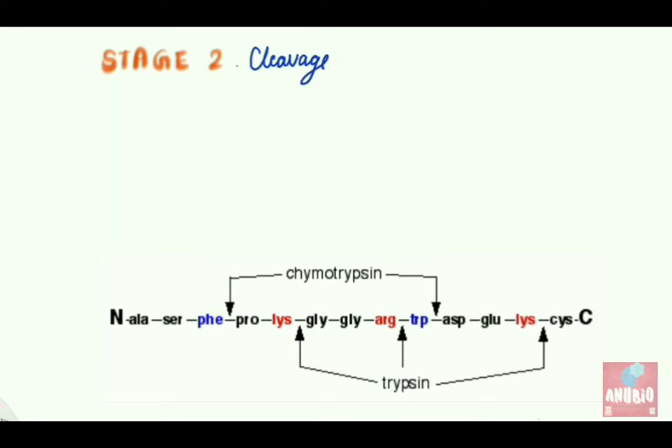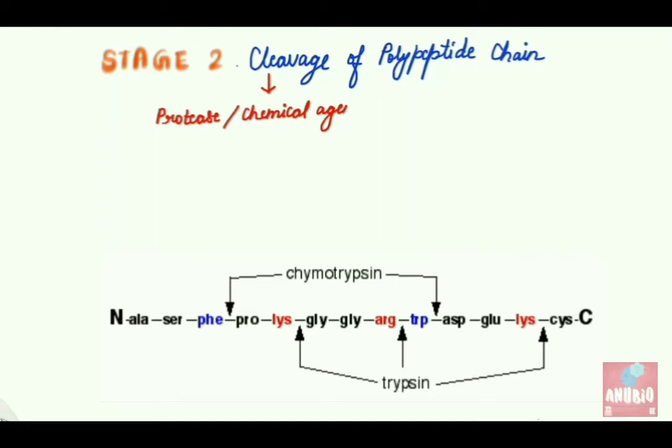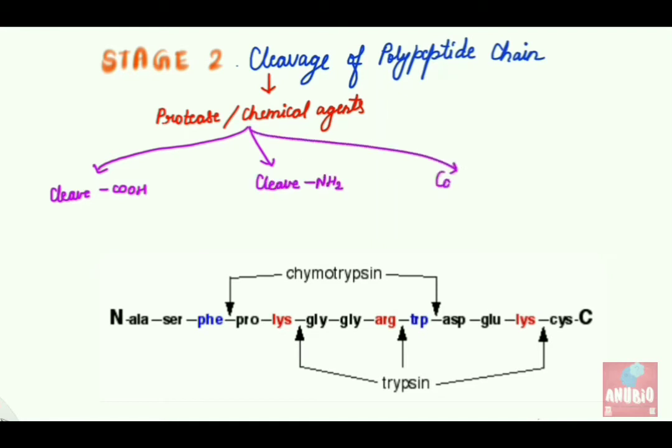Moving on to the next stage: after breaking the disulfide bond, there is cleavage of the polypeptide chain. We know that this is done by proteases, and we can also use some chemical agents. These proteases or chemical agents have different targets, which we are going to study. They can cleave on the carboxyl side, they can cleave on the amino side of the peptide, there are carboxypeptidases, and there is hydroxylamine, which can be used to cut the peptide or the protein.